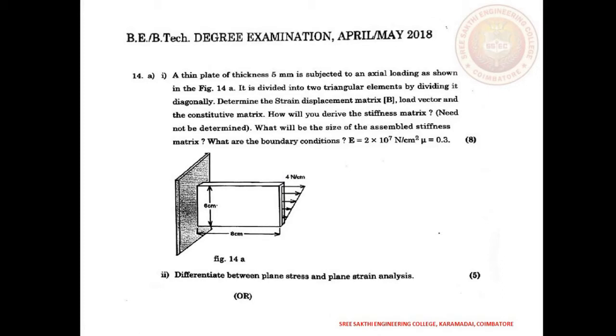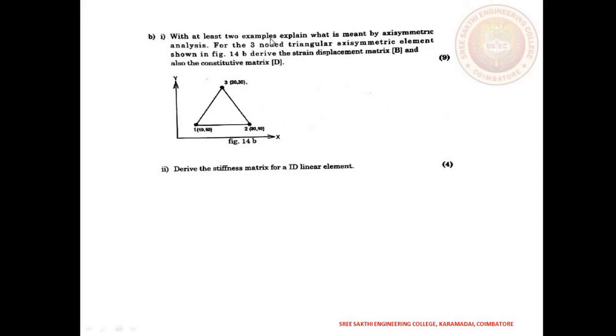The next, 14th B, you can see that it's a triangular element, an axisymmetric element. You need to calculate the strain displacement matrix B and the constitutive matrix D. Then the second one is to derive the stiffness matrix for a one-dimensional linear element. The one-dimensional linear element we studied in unit 2 itself, so you can write it easily. So you are getting the mark of 4.